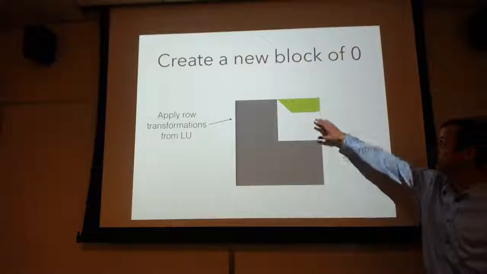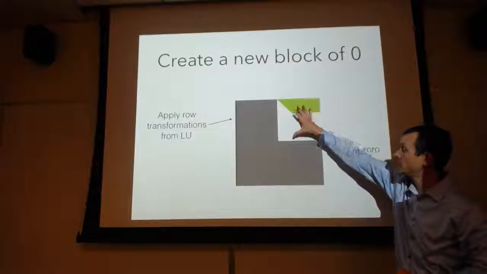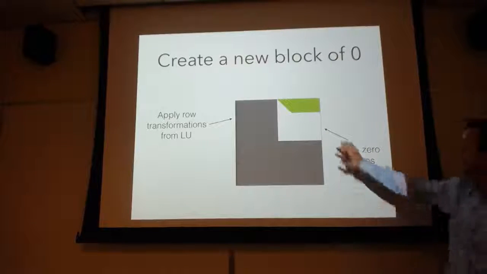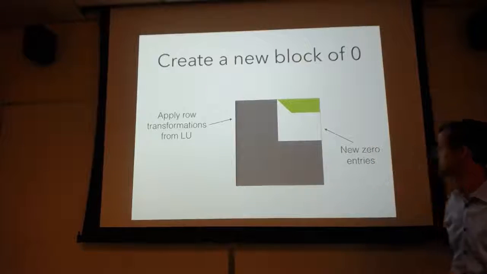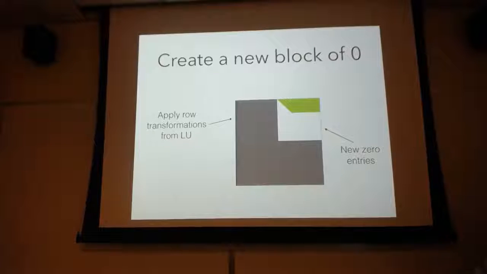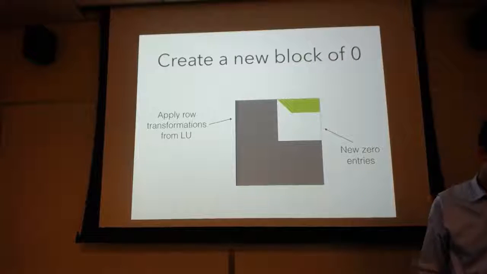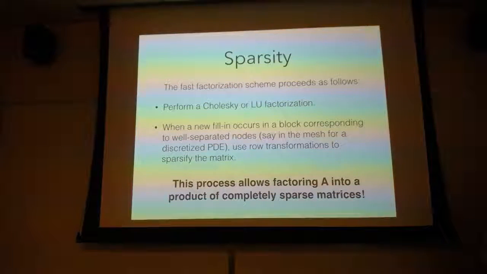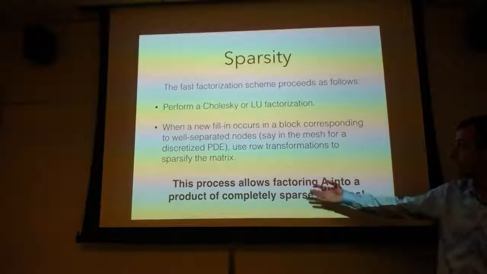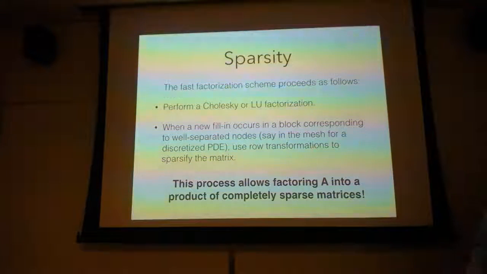this is what you have. Essentially, you replace this dense green block by a block that has a lot of zeros. In fact, there are really only R rows that are non-zero here. So you're able to sparsify your matrix. This is the idea. You start performing a few steps of Cholesky or LU factorization, and when a fill-in occurs, you use additional row transformations to sparsify the matrix.